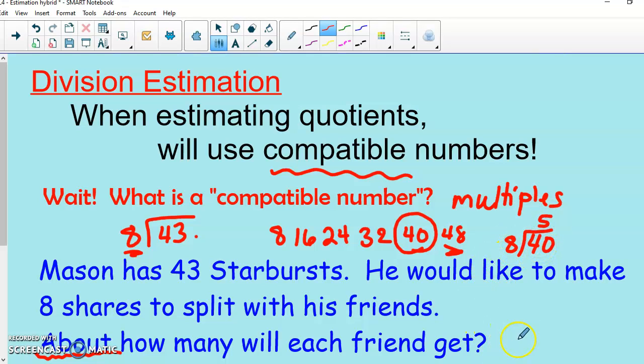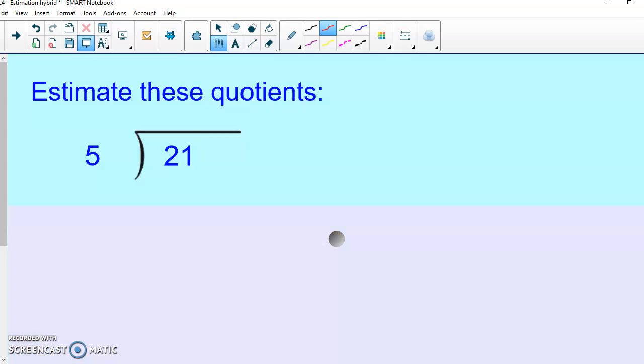So my answer here would be that each friend would get about 5 starbursts. They couldn't get more than that. They could only get about 5. So we are estimating. We're making it easy on ourselves when we estimate.